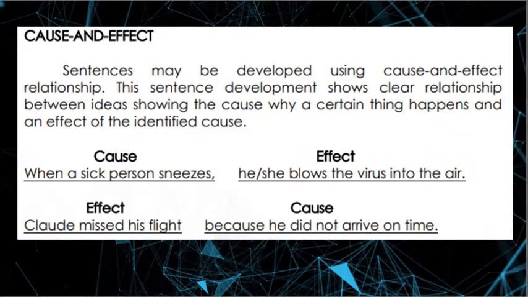Now, to further explain cause and effect, a sentence may be developed using cause and effect relationship. The sentence development shows a clear relationship between ideas, showing the cause why a certain thing happens and an effect of the identified cause. So we have the following example. The cause is when a sick person sneezes; the effect would be he or she blows the virus in the air. Second sentence: Claude missed his flight. The cause is because he did not arrive on time.